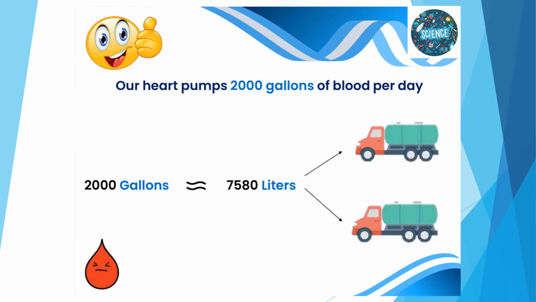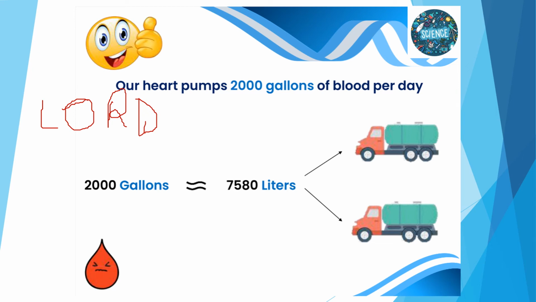Now guys, let's learn an acronym for the last slide that we learned. The left side has the oxygenated blood and the right side has the deoxygenated blood, as we studied in the last slide. So I have an acronym for this. LORD, which means L is for left and O is for oxygenated. R is for right and D is for deoxygenated. Don't you find it amazing?